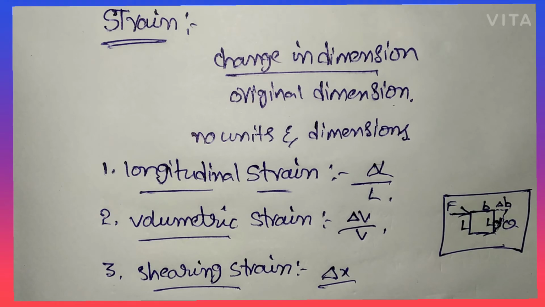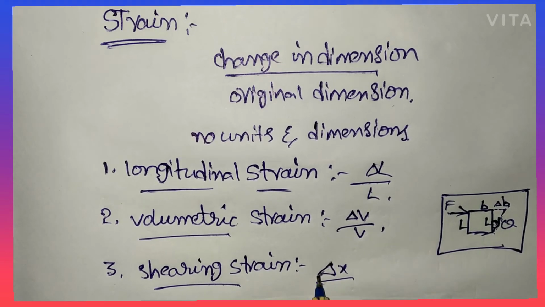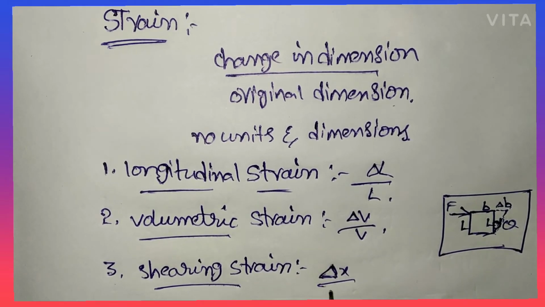Shearing strain means the change in length of the uppermost layer of the object, delta x, to the thickness of the object edge, is known as shearing strain.